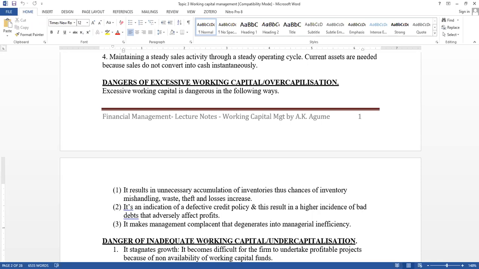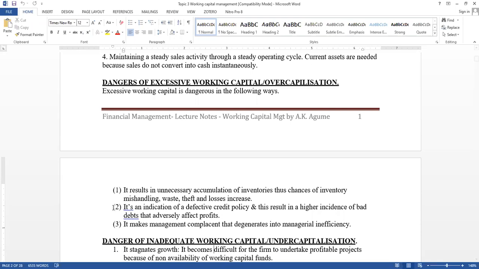Number one, if it is too much, you will have so much inventory. And you know, if the inventory is high, then the costs are going to be wasted. People will steal, you will incur losses, it may be mishandled, it may become obsolete. So too much working capital results in unnecessary accumulation of inventories, and there are costs associated with that.